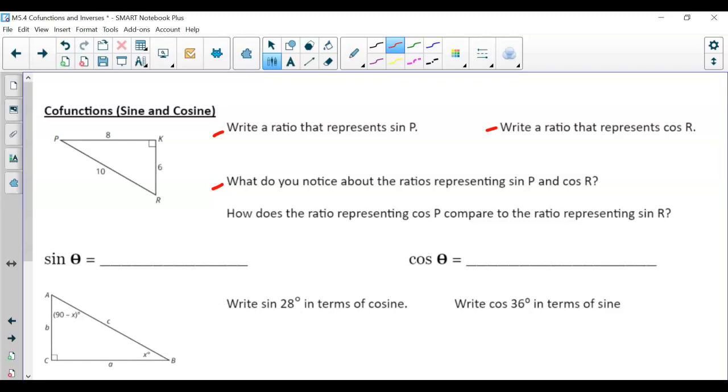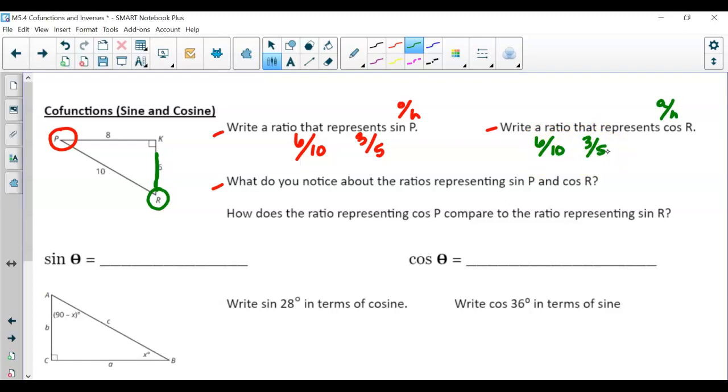And here we go. So the ratio that represents sine of P. So here is P. So sine, remember, is opposite over the hypotenuse. So opposite is 6, hypotenuse is 10. So 6 over 10. Then, of course, you could simplify this to 3/5. Then the ratio that represented cosine of R. Well, cosine is adjacent over hypotenuse. So here you've got the adjacent, which is now 6 over 10, or again, 3/5.